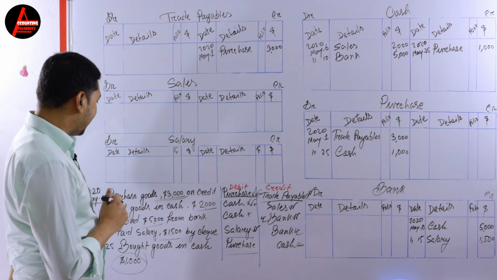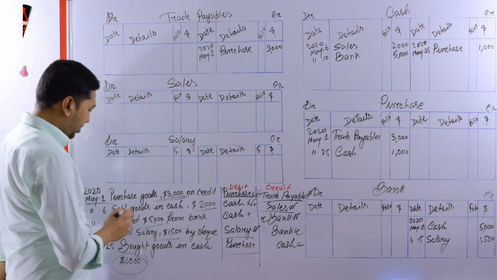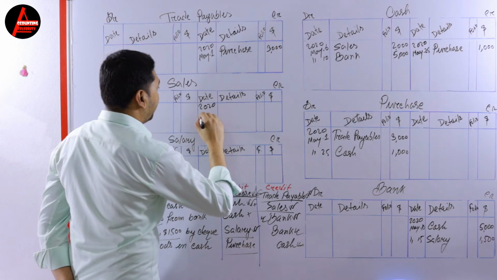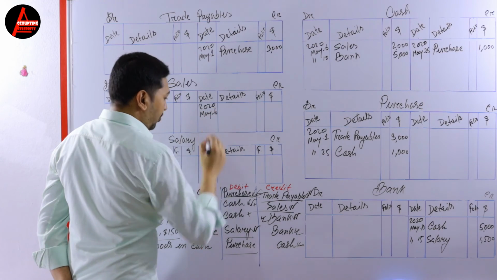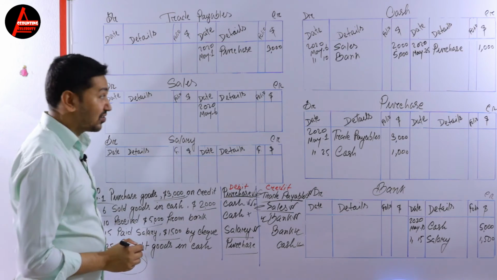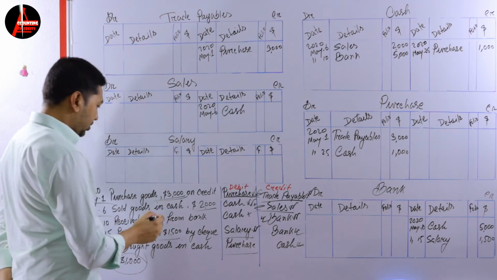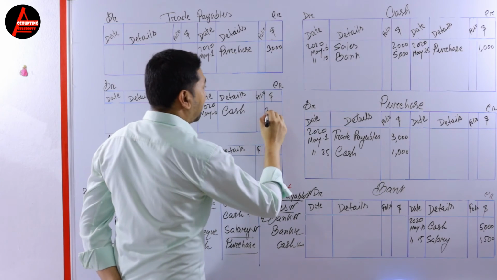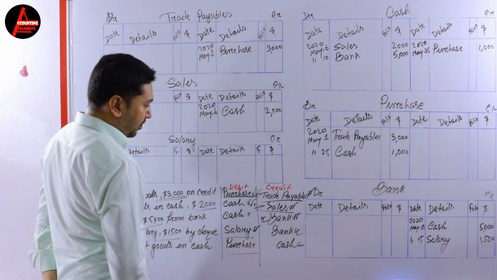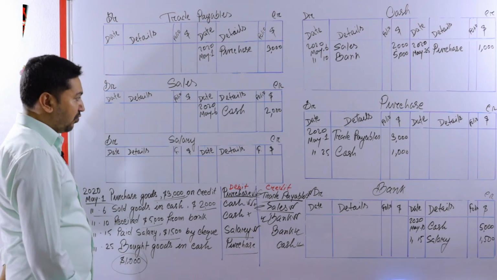So what is next? Sales. What is your sale? Sales is here on May 6th, on the credit side. So write 2020, May 6. What is your opposite account? Your opposite account is cash. So right here, cash. How much? It is $2,000. Any more sales you have? No more sales. Just one transaction with sales.